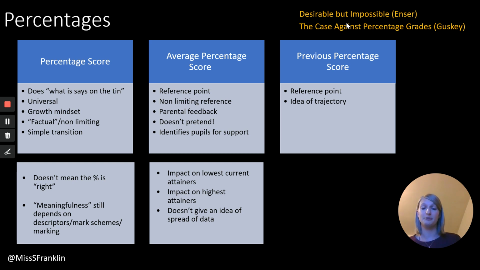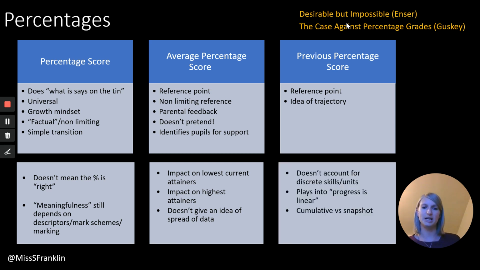It also doesn't give an idea of the spread of the data. Now, we can access that information behind the scenes, but it is just something that is not represented there. We don't know how much the average has been skewed by outliers initially. And lastly, with the previous percentage score, as I said, it plays into this idea of progress being linear slightly. So we've got to be really cautious of making it clear that that is not what we are expecting from pupils. But it also doesn't necessarily account for the discrete nature of certain units or skills.